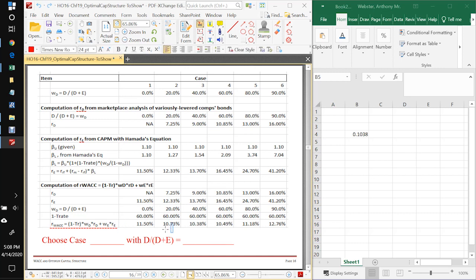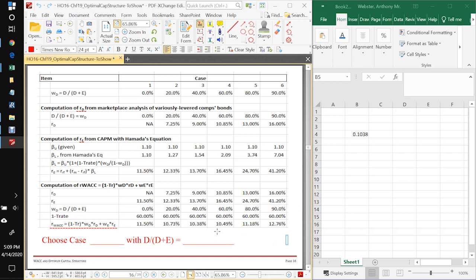And if we lever the firm up to 20% debt to enterprise value, the weighted average cost of capital comes down, interestingly enough, and that's because of the tax shield effect, to 10.73%. This is coming down because we have this nice tax shield effect there. And then for case 3, it's down even more, 10.4%. And now with case 4, it's starting to go up again, 10.5%. And here, if we lever up a lot, 11.2% and 12.8% if we're very highly levered up here at 90%.